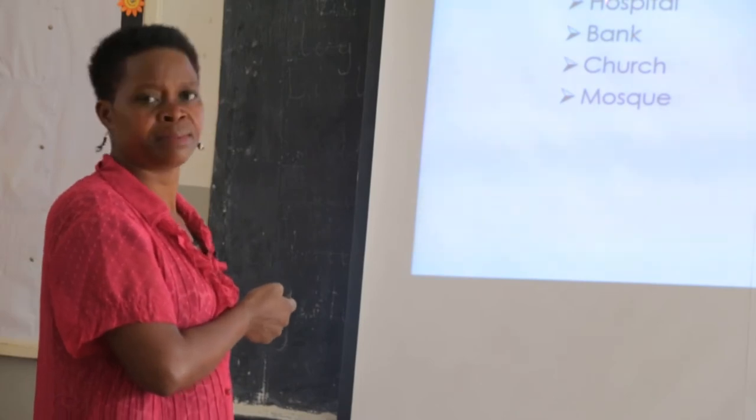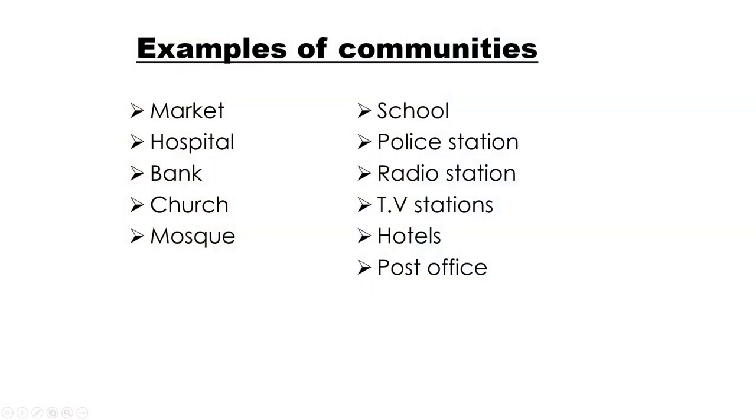When you go to this place, market, you can't find one person. You find more than one person. They are working there and they are living together. So we have, let's spell market, M-A-R-K-E-T. Apart from a market, which other place do you think people can go and work and live? Yes, hospital. Thank you. Someone has said hospital. Do you know how to write hospital? Spell hospital. H-O-S-P-I-T-A-L. Thank you so much.